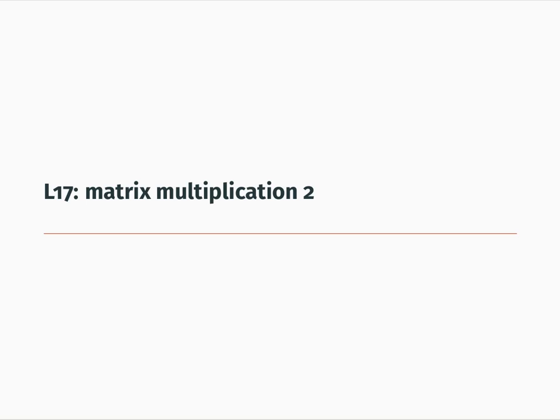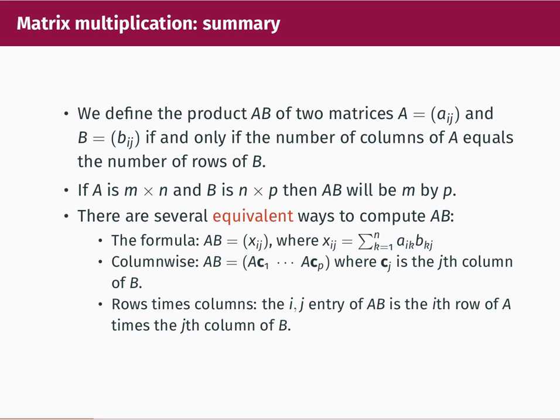In the last video, we met the definition of matrix multiplication. Now we're going to explore some of its properties. Because the definition was quite complicated, let's begin with a recap. First of all, we only define the product of two matrices when the number of columns of the first matrix equals the number of rows of the second matrix. Otherwise, it's simply not allowed.